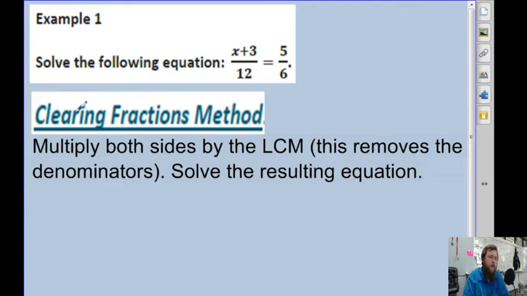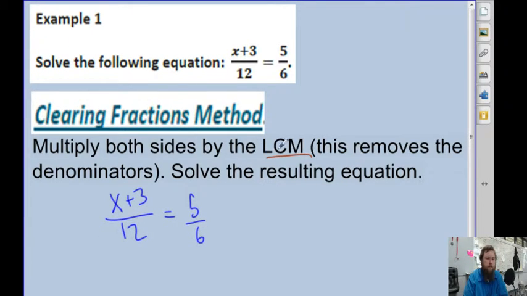All right, the other method is called the clearing fractions method. What that means is you're getting rid of the fractions, and then you just solve. So what you do is multiply both sides by the LCM, least common multiple. That removes the denominators, and then solve the resulting equation. So let's do that as an example. My equation is x plus 3 over 12 equals 5 over 6.